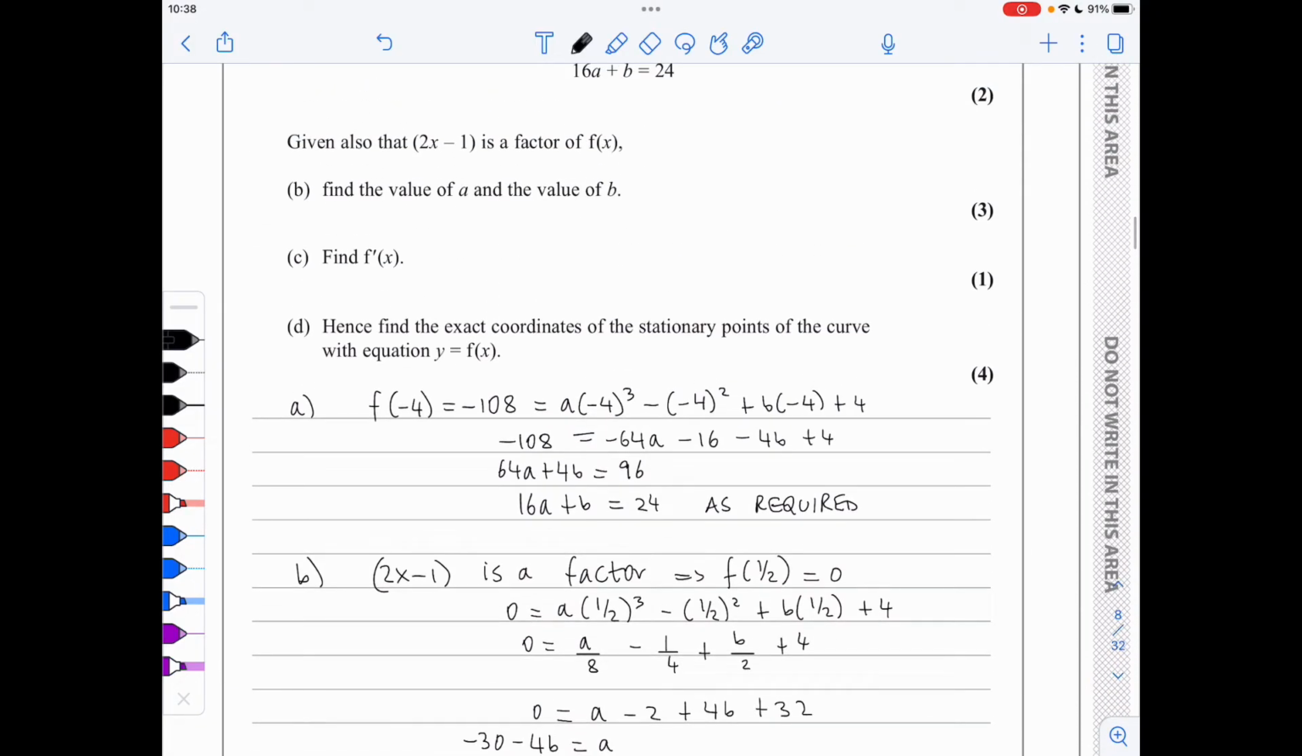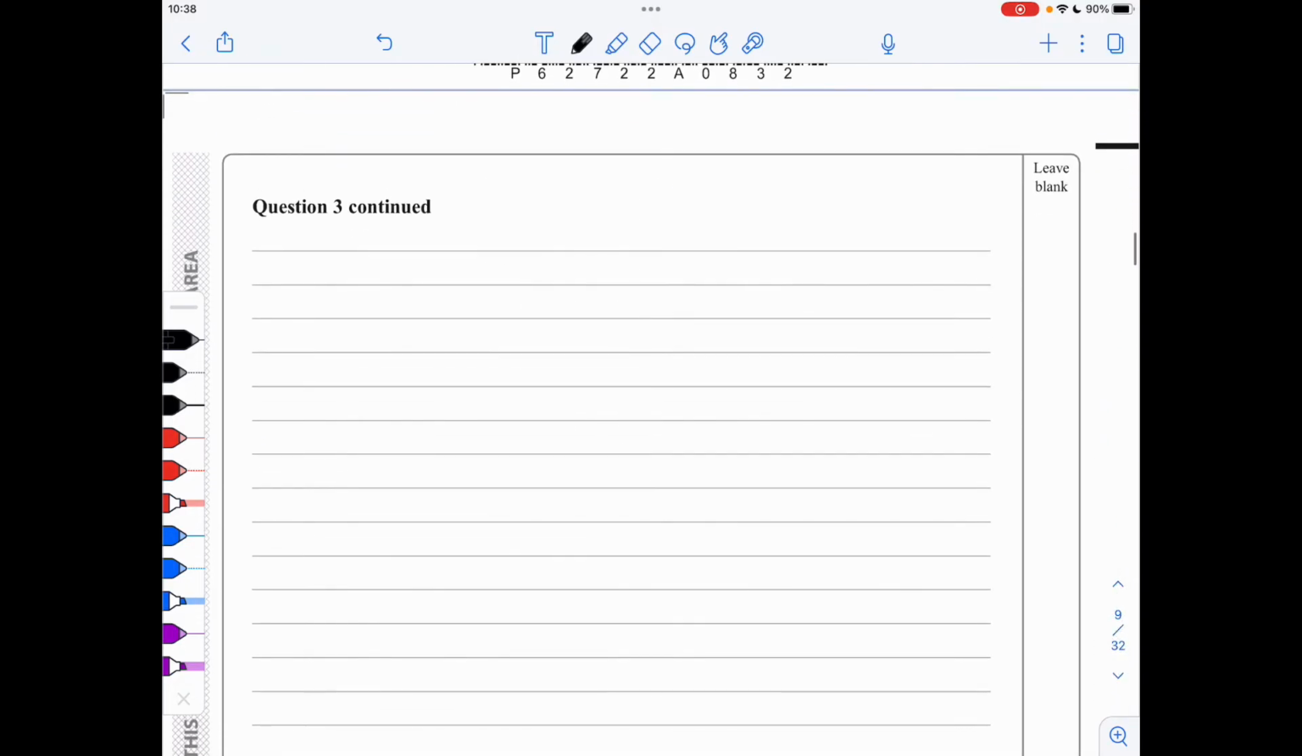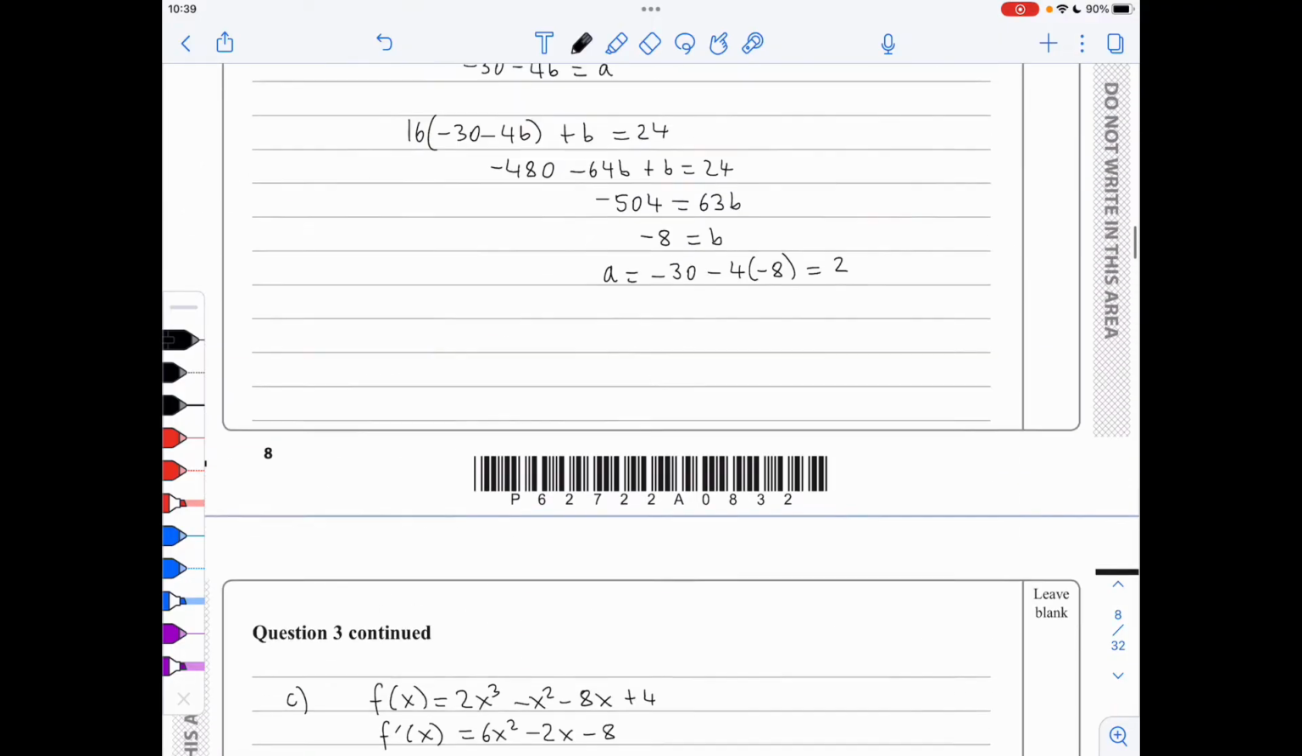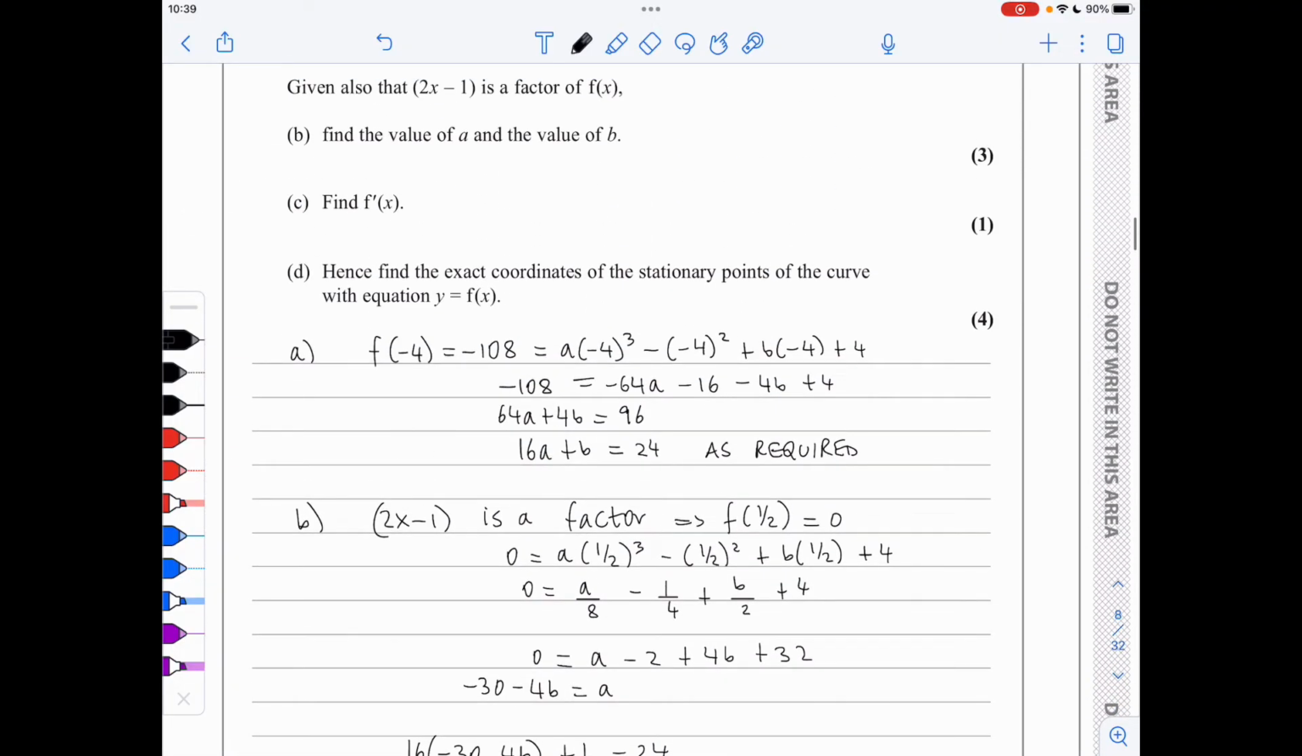In part C, we need to find f dash of x, so we will differentiate. We know that f of x is 2x cubed minus x squared minus 8x plus 4. Upon differentiation, we bring the power down and deduct 1 from the power to get 6x squared minus 2x minus 8.